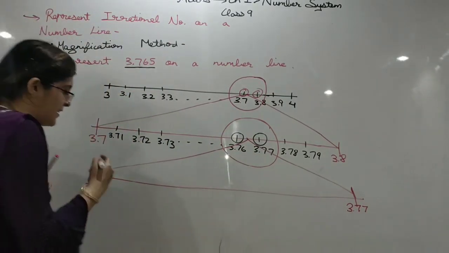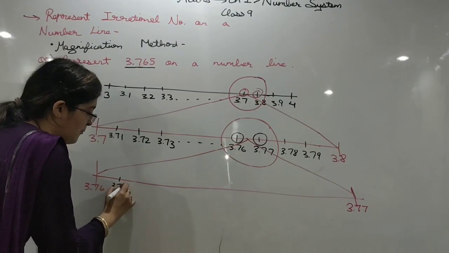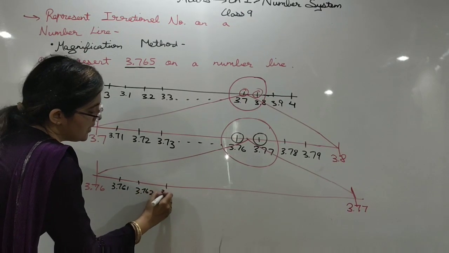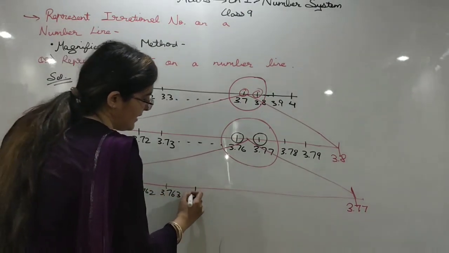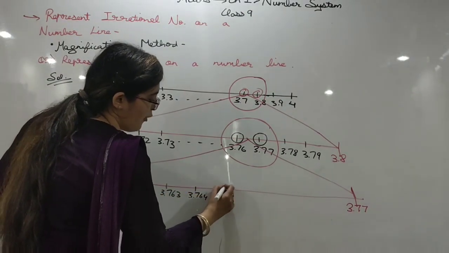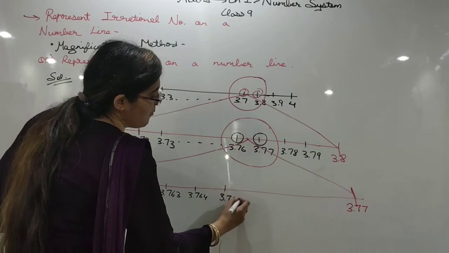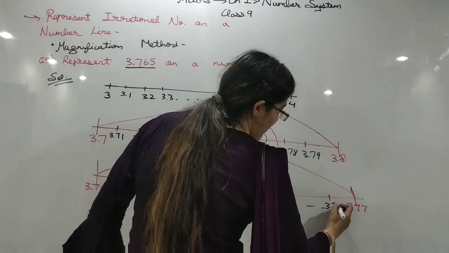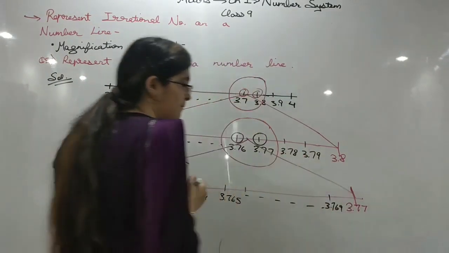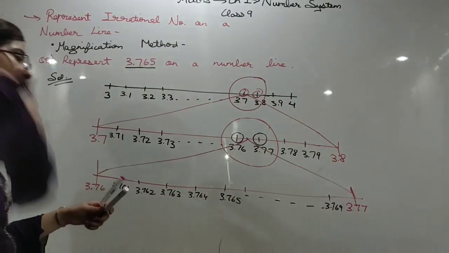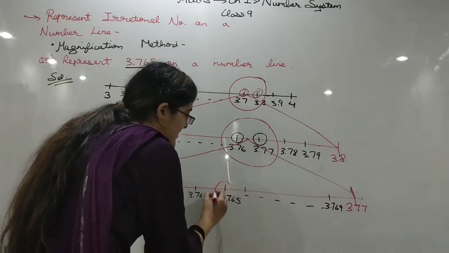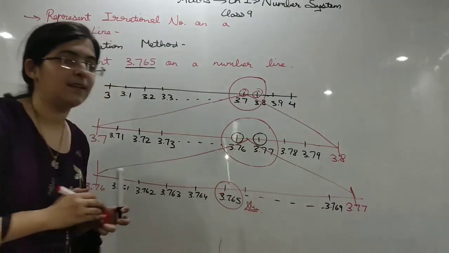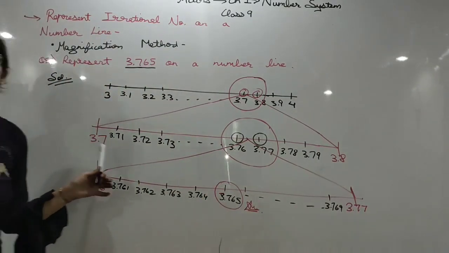Now write the digits in between them: 3.761, 3.762, 3.763, 3.764, and finally 3.765. So what you have got here? 3.765. This is our answer. Students, is it clear to you?